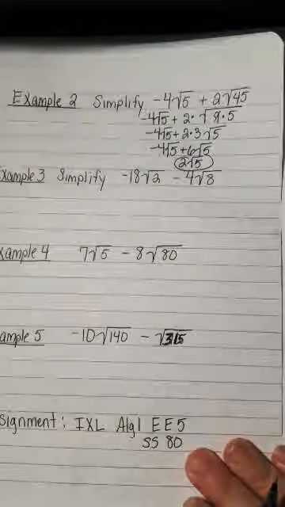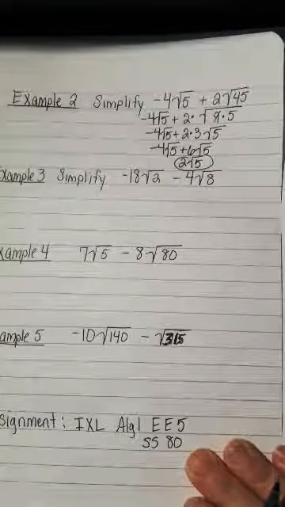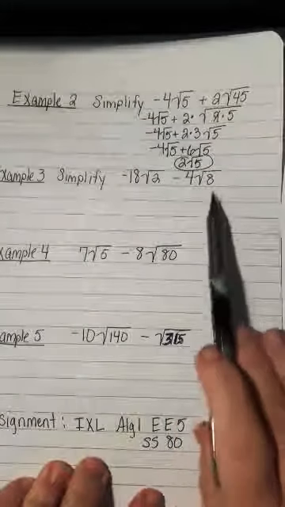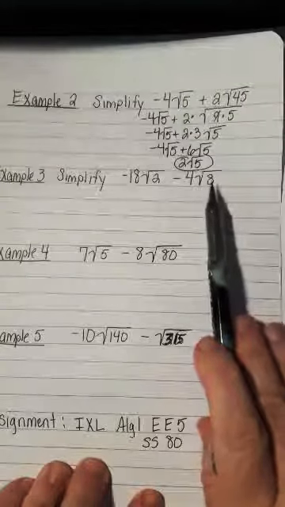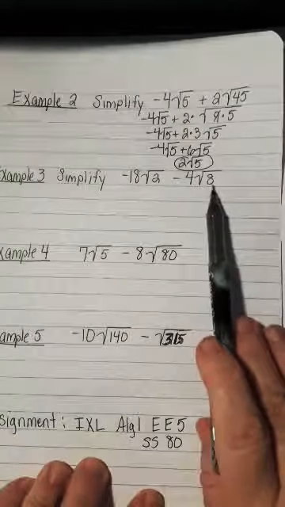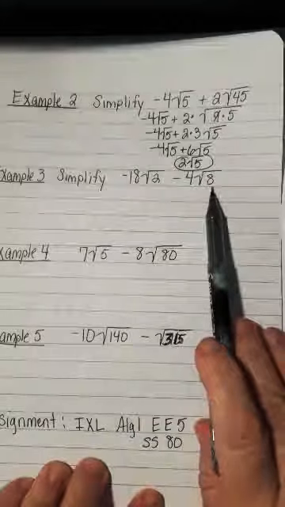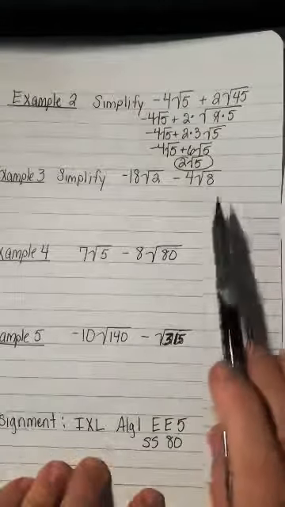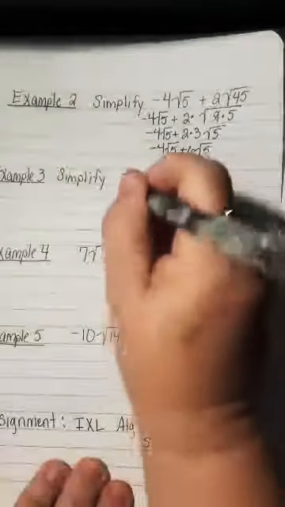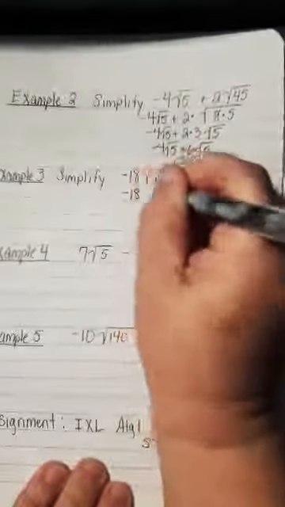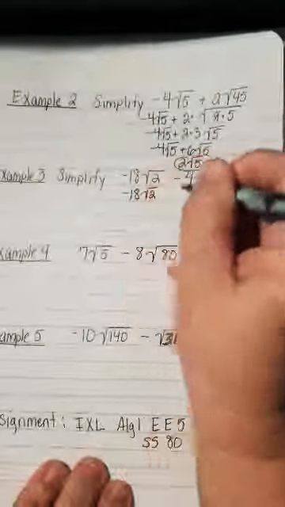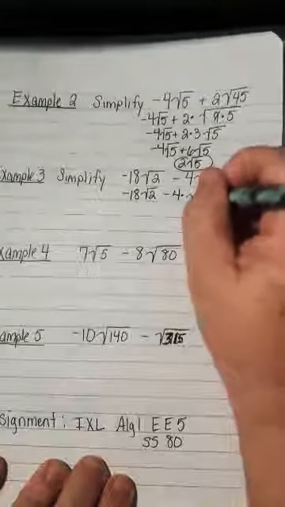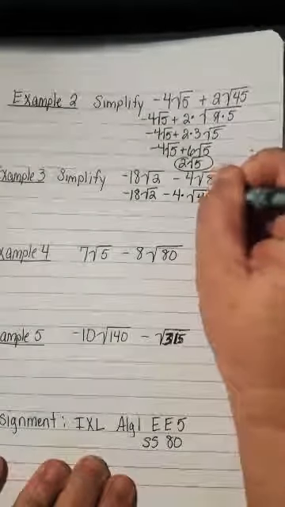All right, next. Example 3. Negative 18 on the square root of 2 minus 4 on the square root of 8. So again, this 8 has a number that is a perfect square that will divide into it. 4 divides into it. So we're going to have to simplify that. So we have negative 18 on the square root of 2 minus 4 times, and then I'm going to factor my 8 as 4 times 2.